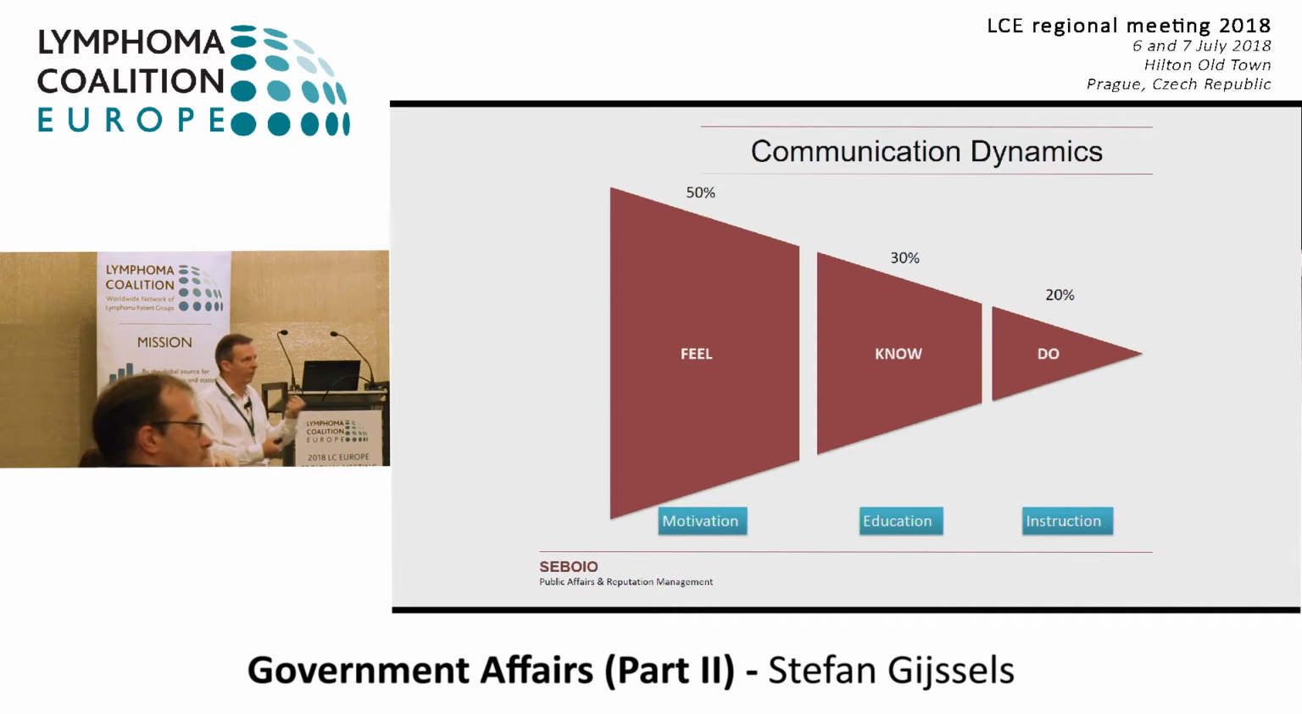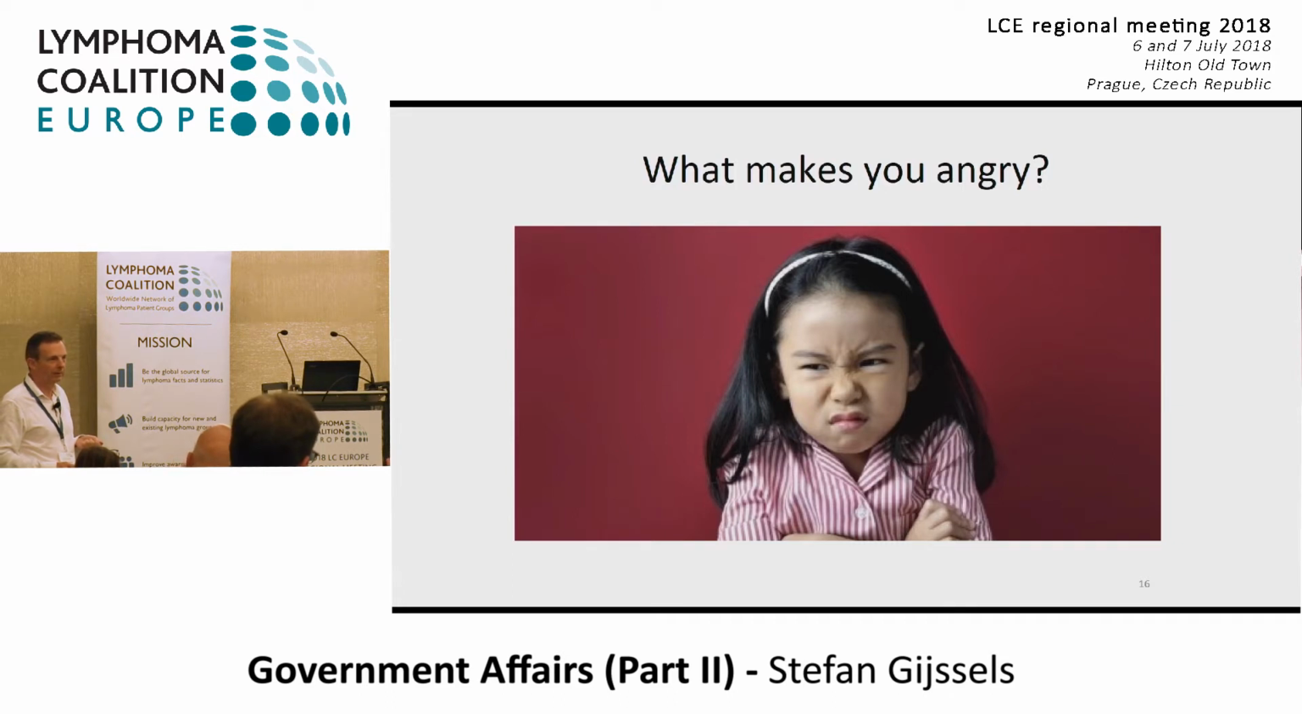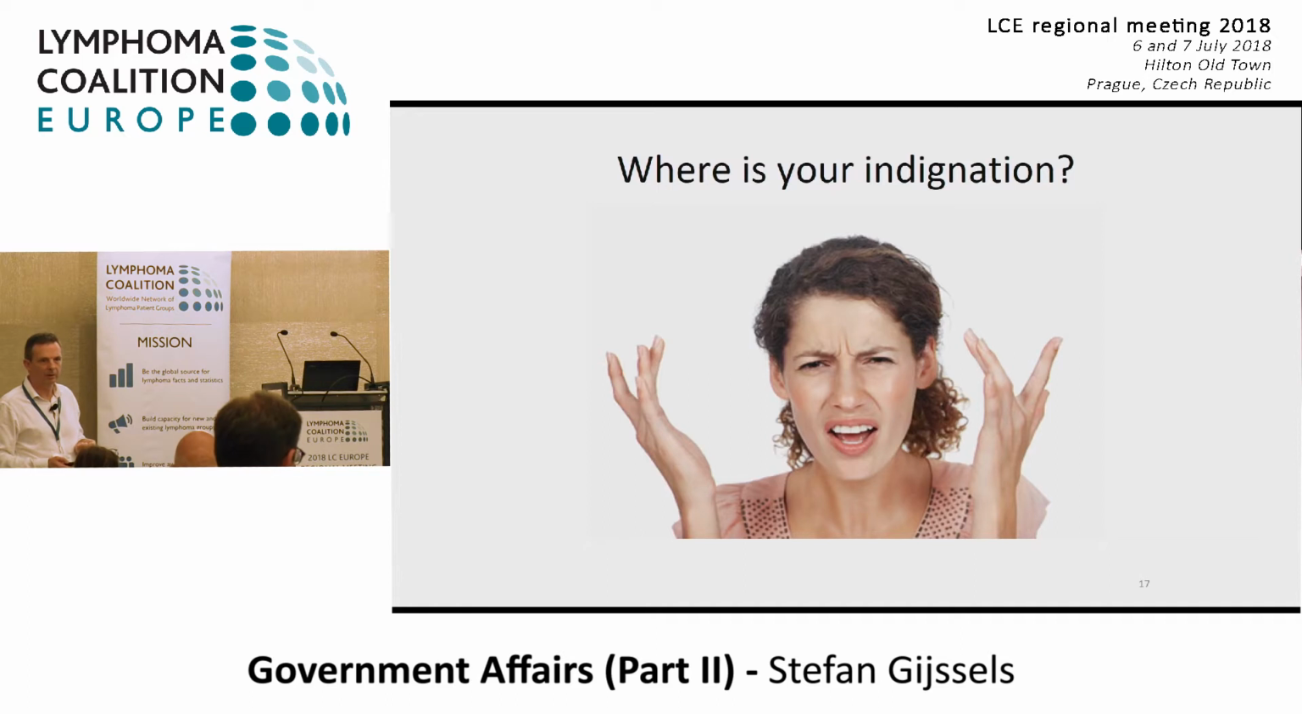And so you have to, when you think about your campaign plan, think about your government affairs, think about what makes you angry. What drives you to make things happen. And what in your messages can drive other people to be with you. Yeah? What makes you angry? Think about that. Think about the injustice of what is happening now. This is where you get your energy from, but also the positive one. Where is your indignation?